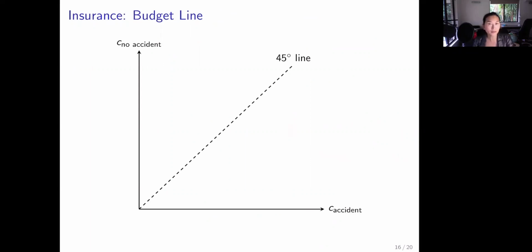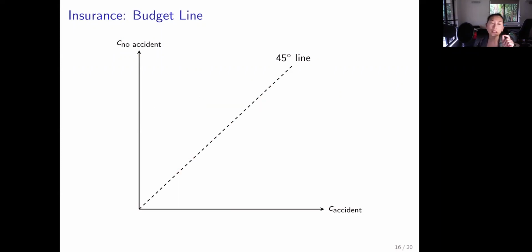So insurance, there are two possible scenarios. It's an accident or you don't have accident, right? And this is the 45-degree line. That means that it's gonna be the certainty wealth, regardless you have accident or not, you will end up with the same wealth. Doesn't matter, right?